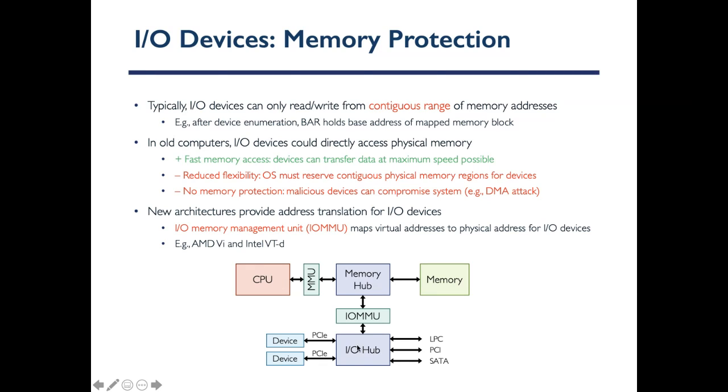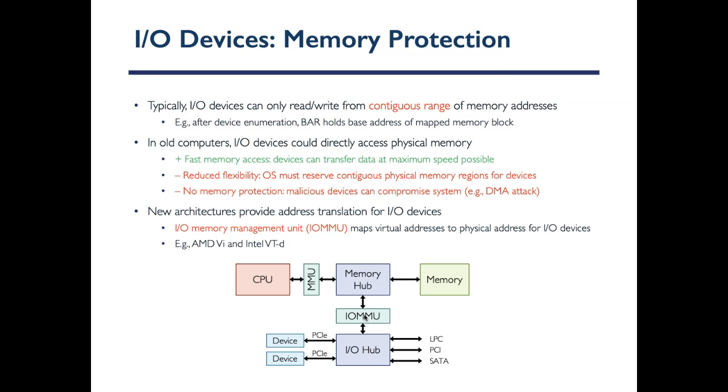Now that we have the I/O hub, where all of our devices are connected, we can do the same thing. We can just put an IOMMU, an I/O memory management unit, the same concepts, really nothing different. So everything that comes out of your devices gets translated here. You can actually check and make sure that devices are accessing what they're supposed to.